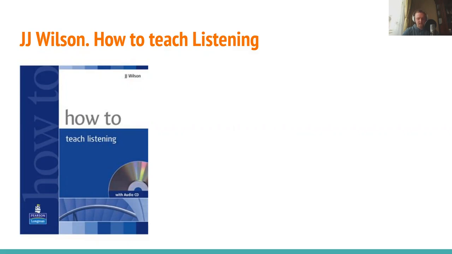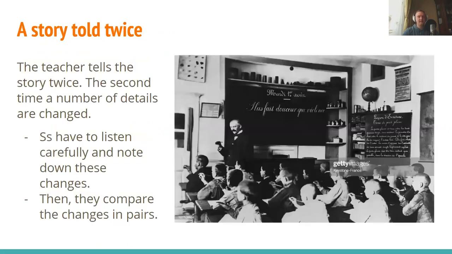The first cool trick to use from this book is a story told twice. I love it. The idea is simple. The teacher tells the story twice. The second time, a number of details are changed. Students have to listen carefully and note down these changes. Then they compare the changes in pairs.